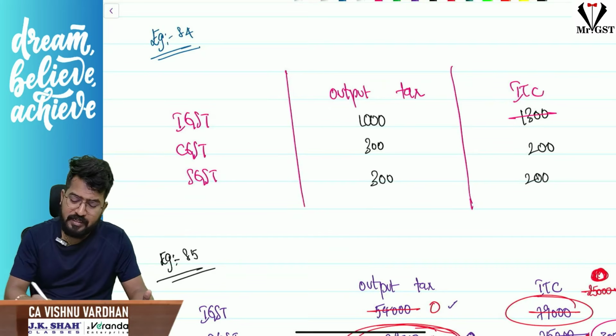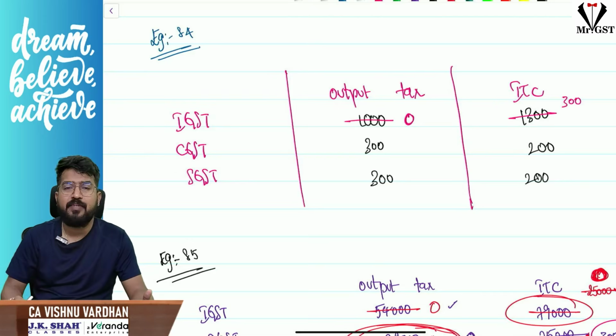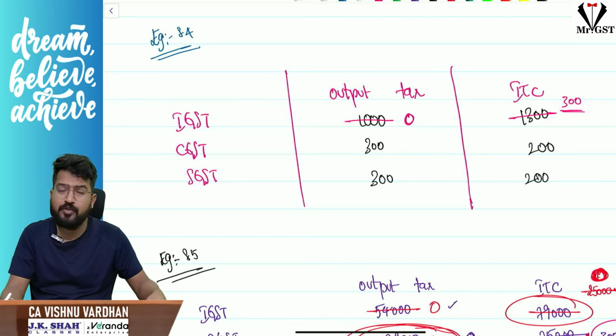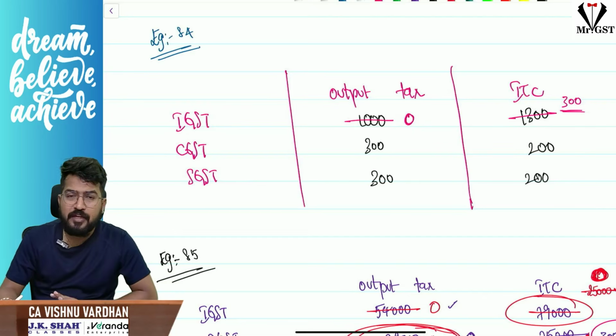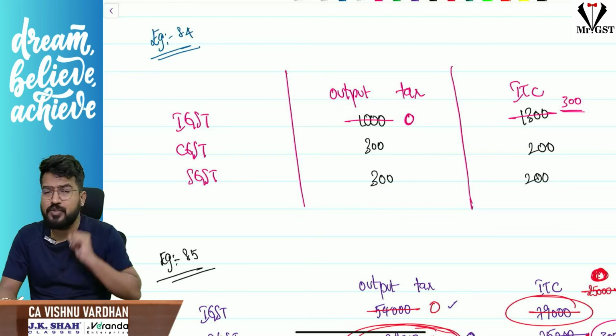IGST you have 1,300 ITC but payable 1,000. Payable becomes 0, but ITC of 300 is still there. Your target is to make this 300 zero, IGST ITC zero, correct? Your target is to make that 0. Now, understand you have 300 rupees in your hand and you have two parties to help in front of you.